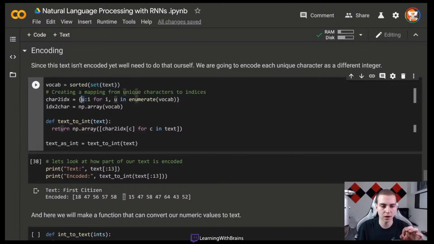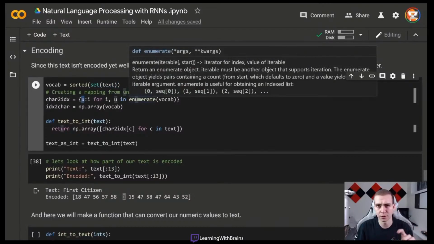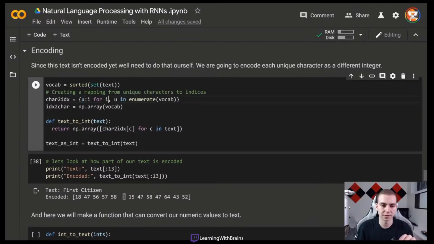So essentially, we're going to say char2idx equals {u: i for i, u in enumerate(vocab)}. What this will do is give us 0, whatever the string is, 1, whatever the string is, 2, whatever the string is, for every single character in our vocabulary, which will allow us to create this mapping. And then we'll just turn this initial vocabulary into a list or an array so that we can use the index at which a letter appears as the reverse mapping. So going from index to letter rather than letter to index, which is what this one is doing here.